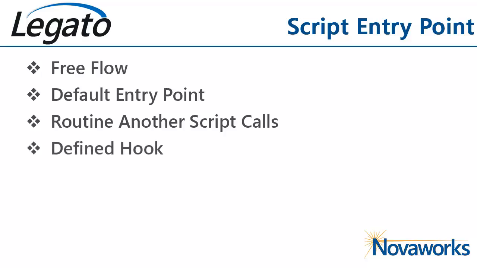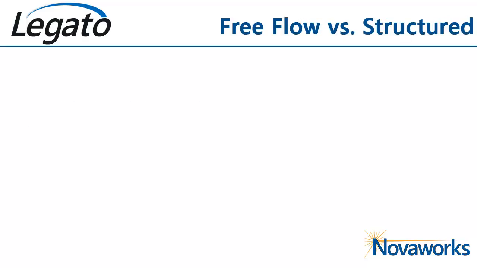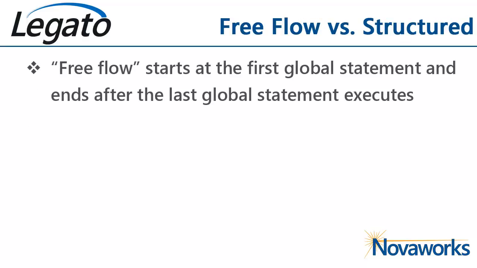In addition, I can have a defined hook. In other words, I define an entry point or a routine that's then connected to the application. And then finally, there are events, whether they're procedures from a dialog or, say, an event from a view, like onPosition, or add an entry to a database, things like that. A free-flowing script starts at the first global statement and ends after the last global statement executes. It can also be forced to exit any time during the execution.